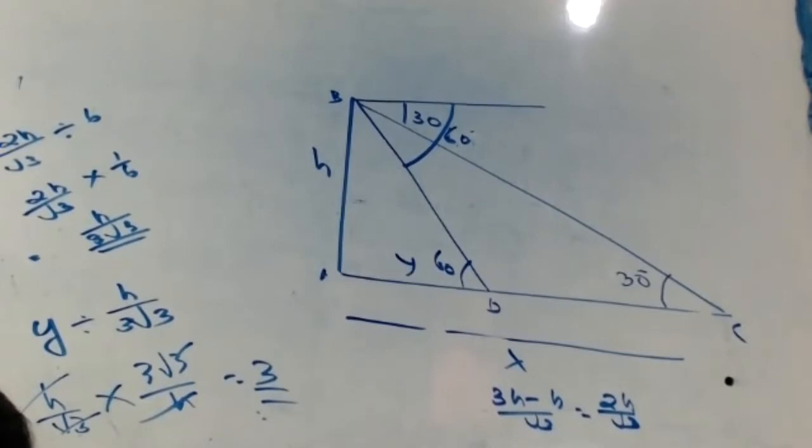Okay, come to our question. The angle of elevation of the top of a tower from a point A on the ground is 30 degrees.